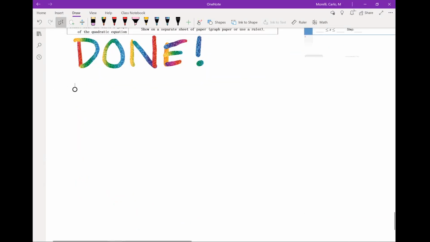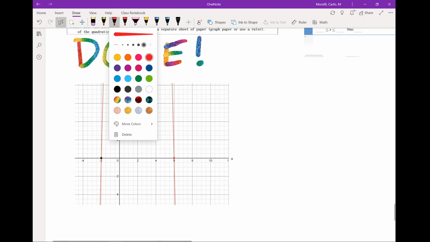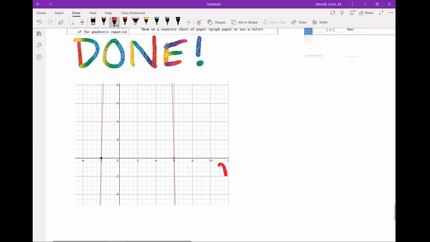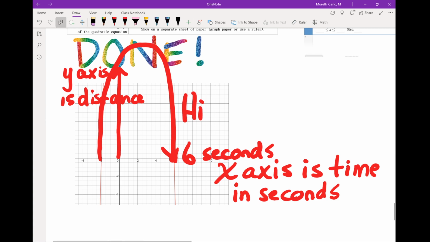All right, now look. Here's why it's 6 seconds. Because the x-axis is time. So this thing flies up, and then it comes down. Boom, it hits the ground in 6 seconds. That's pretty fast.